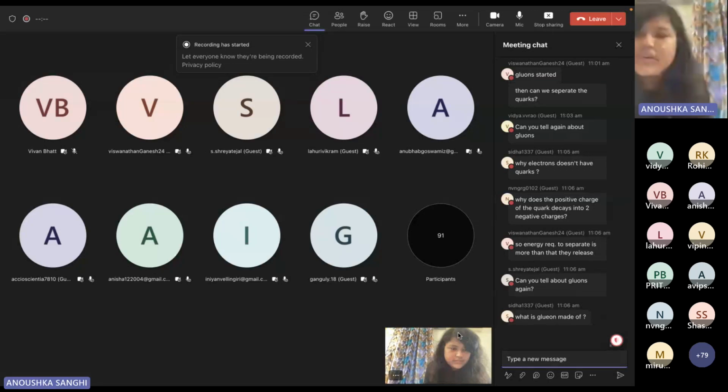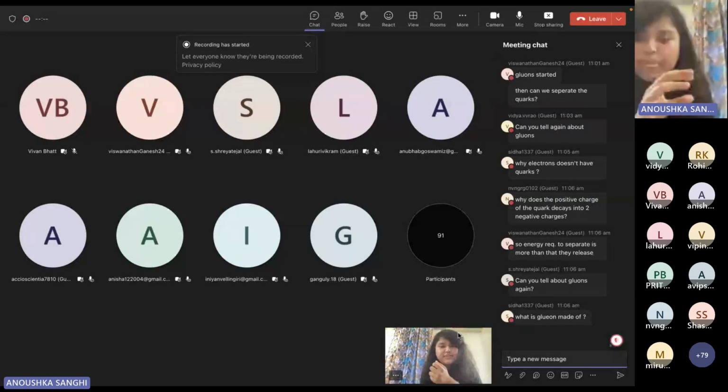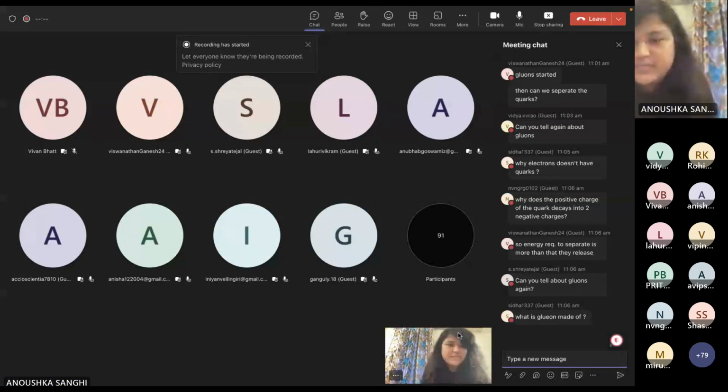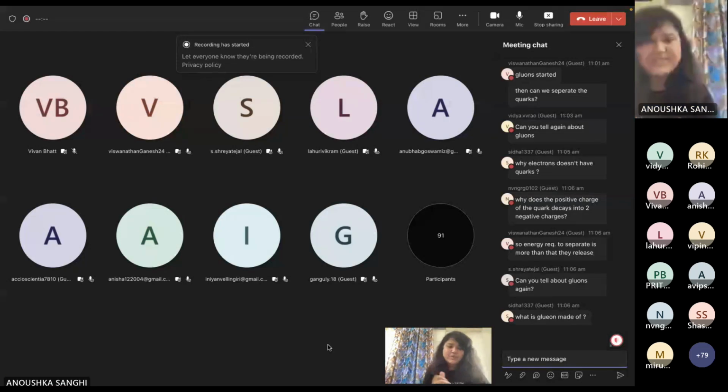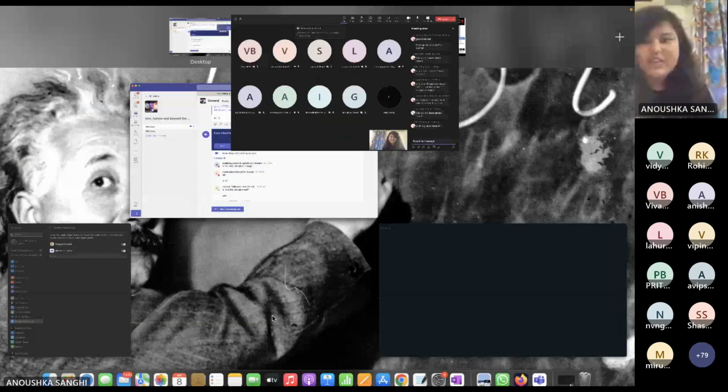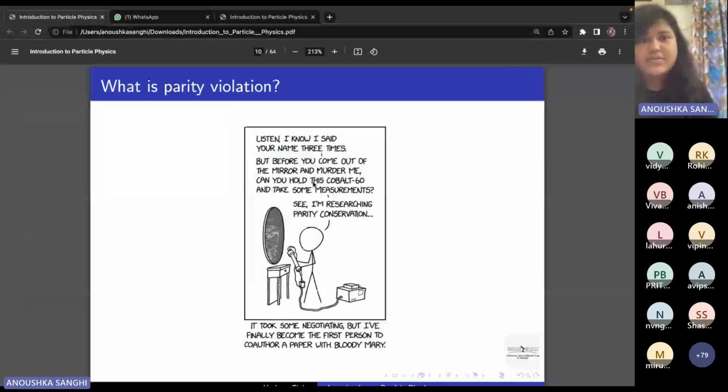Don't worry, I'll be explaining about gluons and all these kinds of particles again. When I reach the standard model, I'll be explaining about it again. So this is just for you to understand what holds the quarks together. These are the force carriers. Gluons are a kind of boson. I'll explain it to you, don't worry. Okay, I hope this is fine.